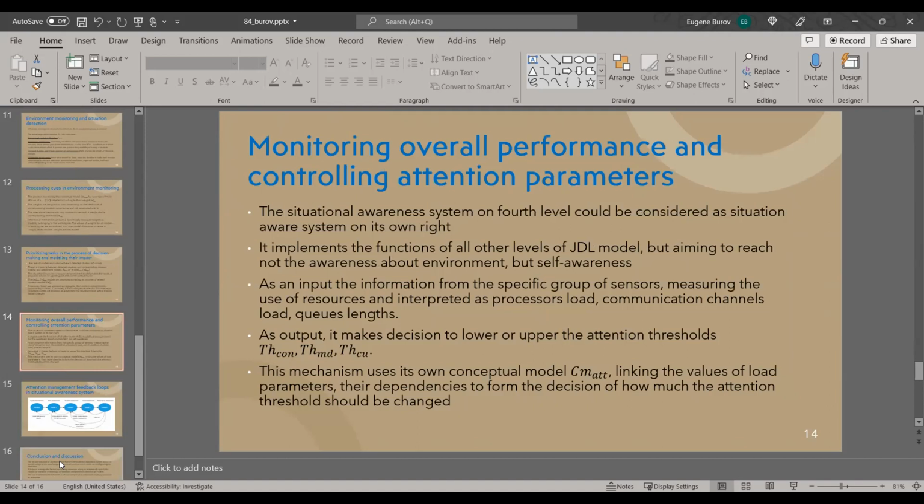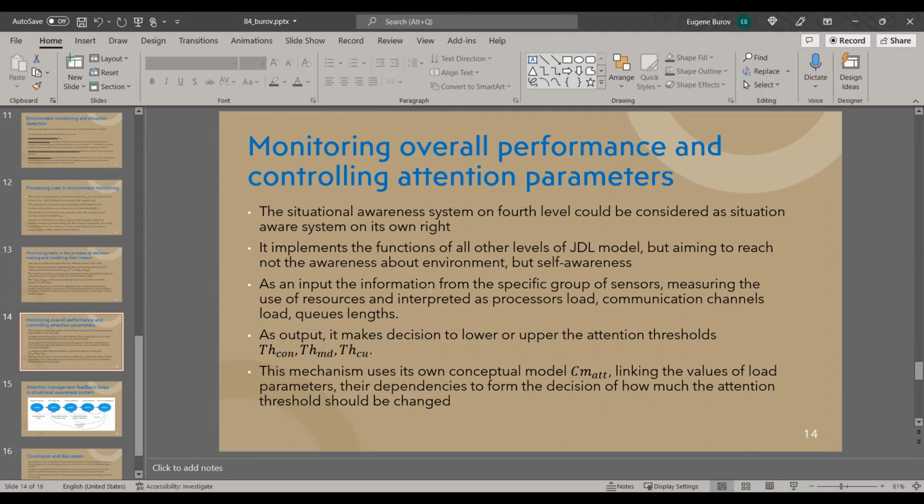And lastly, we have the last level, the level where we monitor all situation awareness parameters. This is a very interesting level because the situation awareness system, on this last level, is a situation aware system in its own right. That means when the situation aware system monitors the environment and plans how to act in this environment, on this level we do self-monitoring, self-awareness. That is, we monitor the parameters describing the performance of the system, such as CPU load, communication channel load, queue length, and so on.